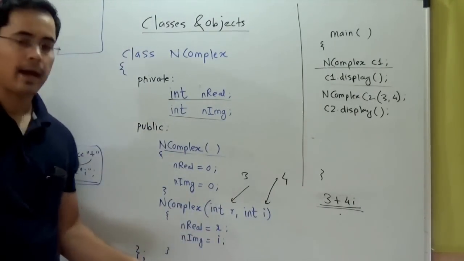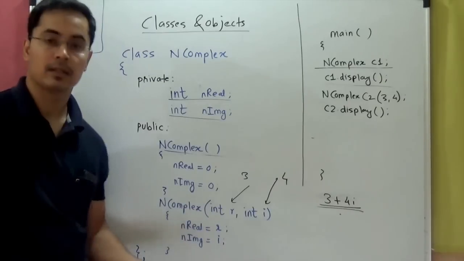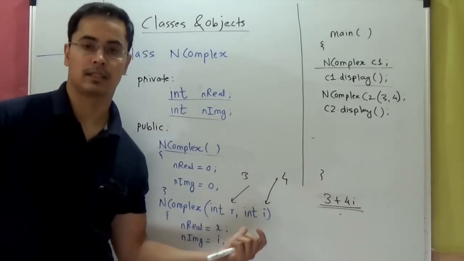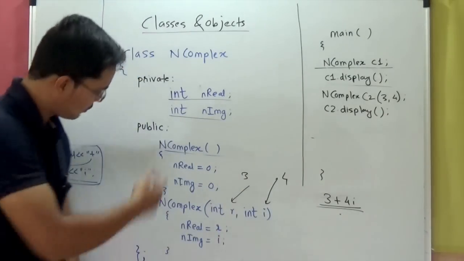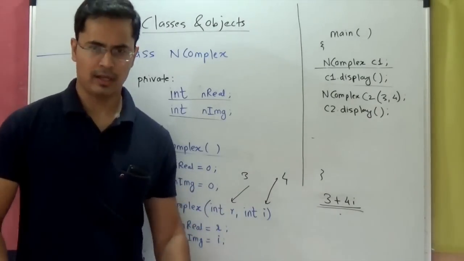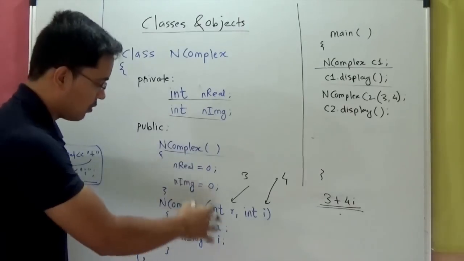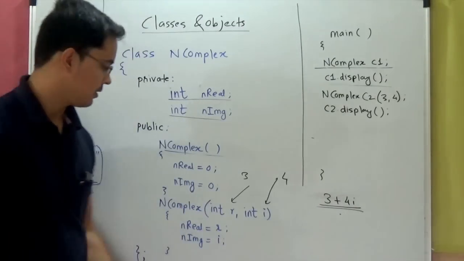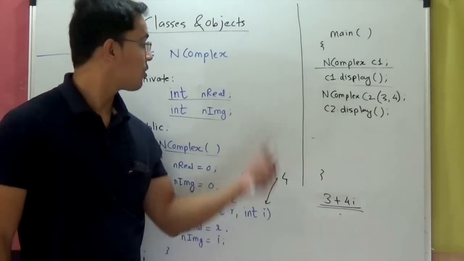You can have as many constructors as you want in your class, but they must differ in their signatures, as we saw in the example of function overloading. This is also basically function overloading, but it is called constructor overloading because we are overloading the constructors, right? So we have written two constructors here for our complex number.